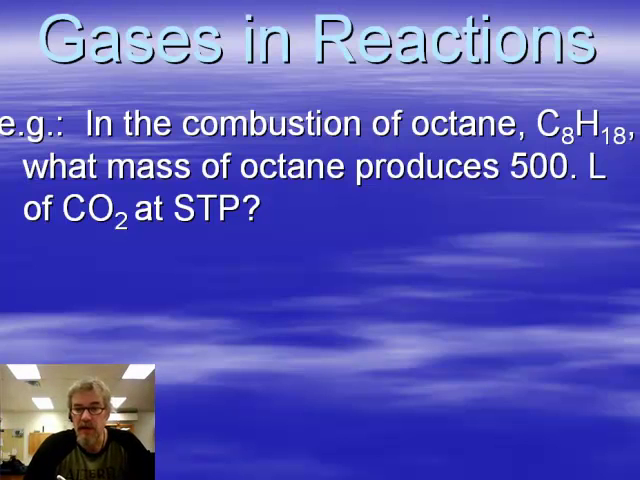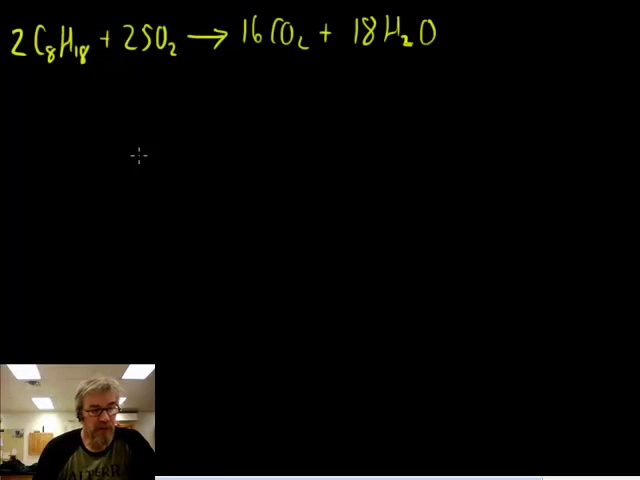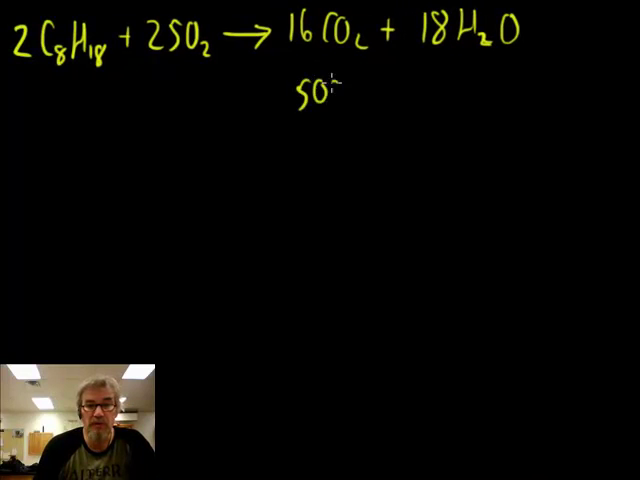This problem is almost the reverse. Combustion of octane, C8H18. What mass of octane produces 500 liters of carbon dioxide at STP? Now we're given a volume and we want to find a mass. Well, it's the same balanced chemical equation. Here's our given information this time. We know that we're going to produce 500 liters of CO2. What we want to know is what mass, how many grams of octane would be needed.